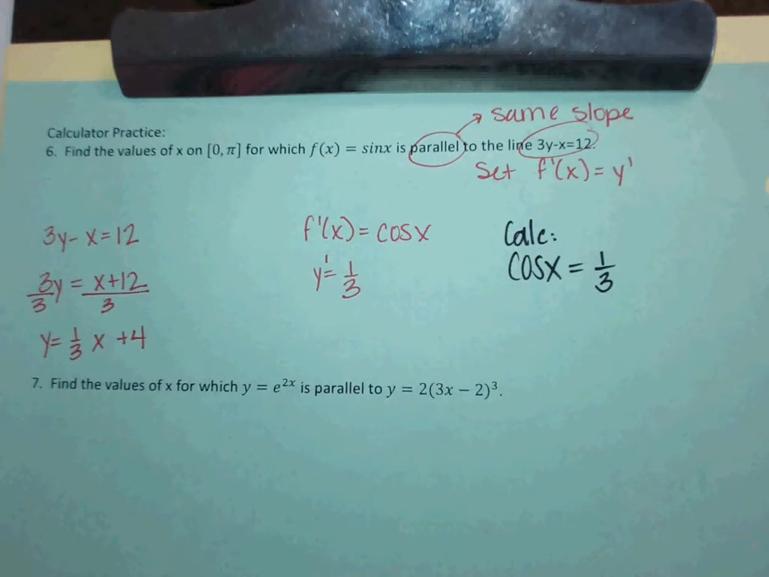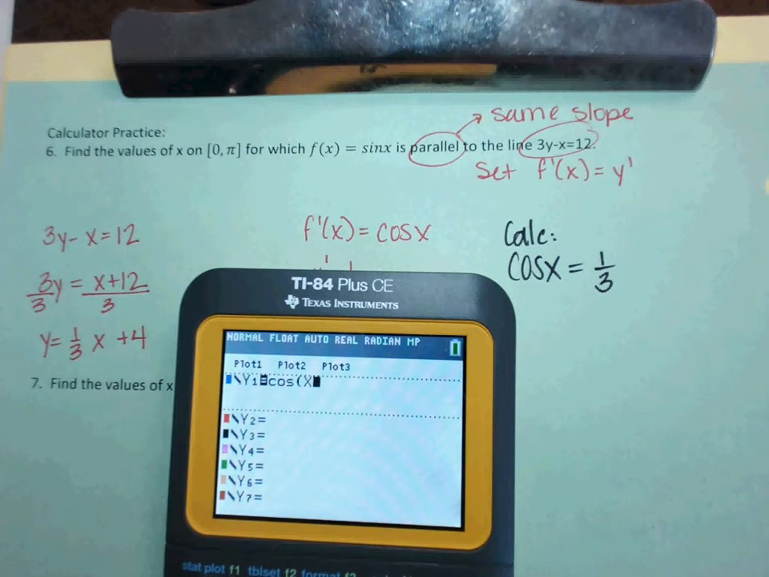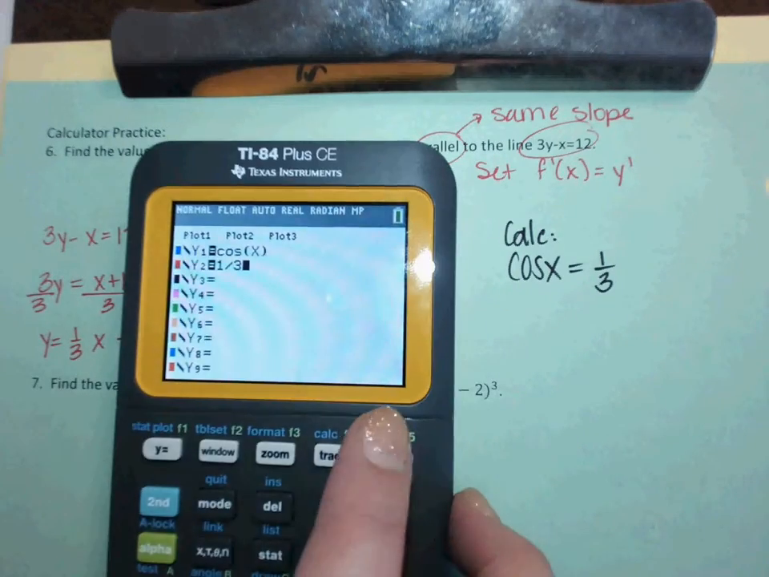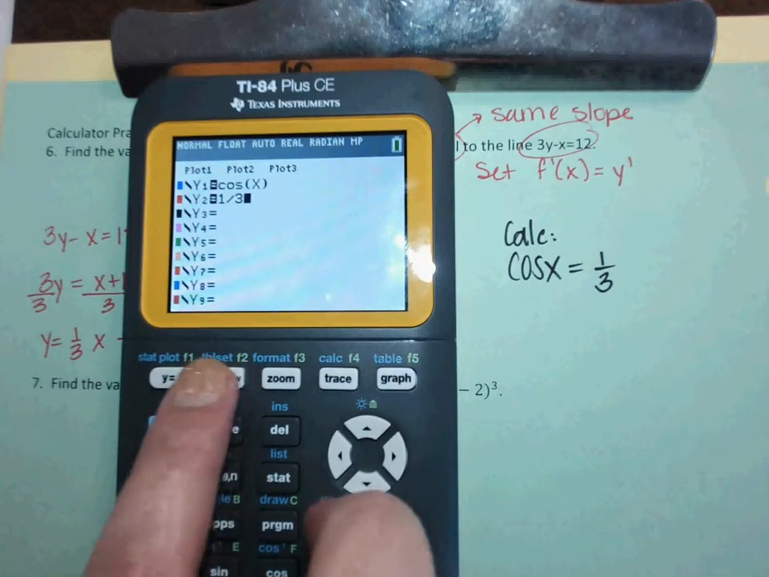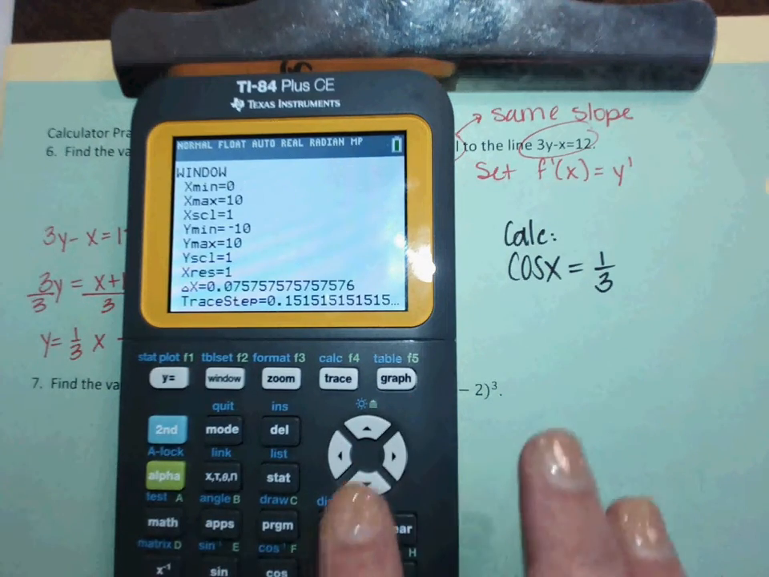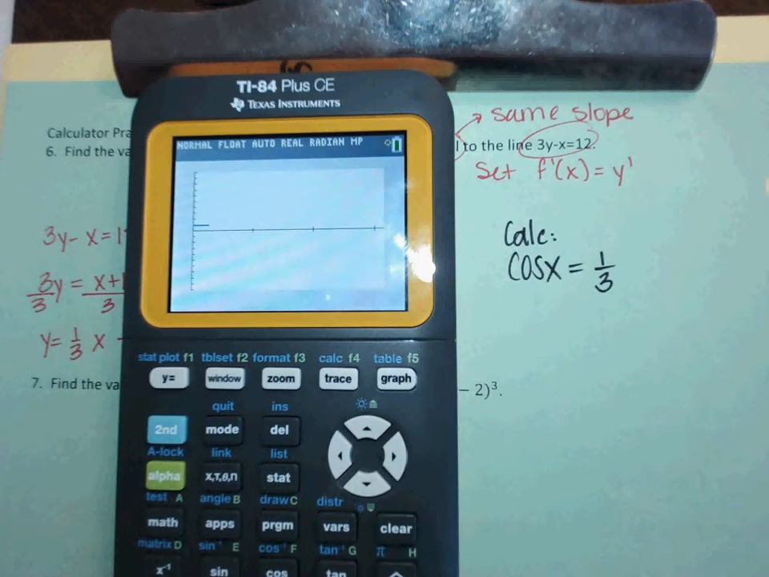So I'm typing my cosine in as y1. Typing 1/3 in as y2. And then I'm also going to restrict my window, so hit window right here. I'm going to go only from 0 to pi, just so that I don't have to find all the extra intersections, since we don't really care. Okay, there's cosine, starts at 1. There's my flat line at 1/3.